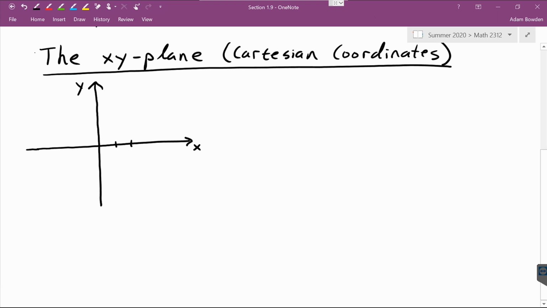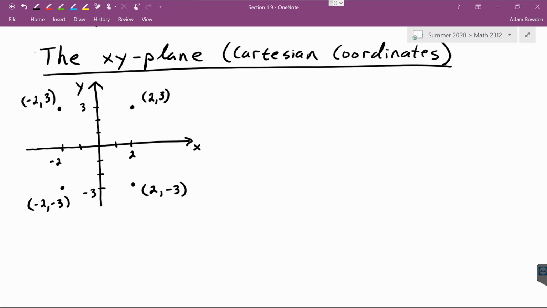For instance, if we had a point (2, 3), then that would refer to this point right here with the x-coordinate of 2 and the y-coordinate of 3. Similarly, you could have a negative number for the y-coordinate like (2, -3). It would go down here instead. Or x could be negative. You could have (-2, 3), or down here it would look like (-2, -3). And so it's a way of plotting points and drawing graphs and doing stuff like that.